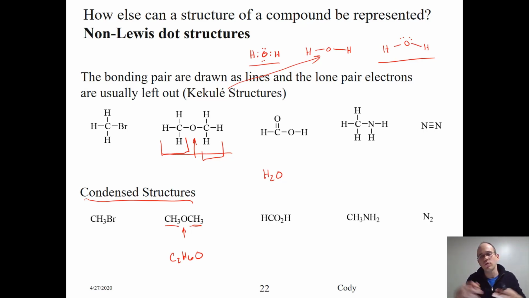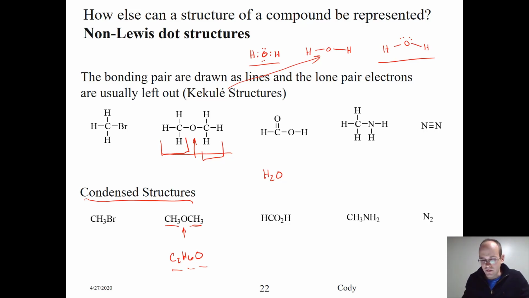The condensed structure shows you a little bit of structural information, right? It shows you that there's a CH3 on one side, an oxygen in the middle, and a CH3 on the other side. And that's more information than just C2H6O, right? It gives you a bit more information, but it's not as descriptive as something like the Kekulé structure or the Lewis structure would be. So those are just some ways that we draw things.